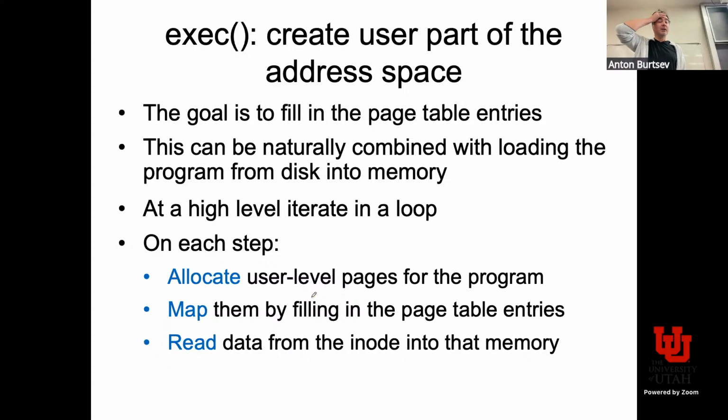So at a high level, what we do here is that we go through the ELF file. We say, look, ELF wants to be loaded, like the very first address used by the ELF. Let's say it's a text section of a program, goes at address 0. So we allocate a page, we map it, making sure that address 0 is mapped to this page. And then we just read the data from the inode into that memory. And we iterate until we reach the end of the ELF file, right?